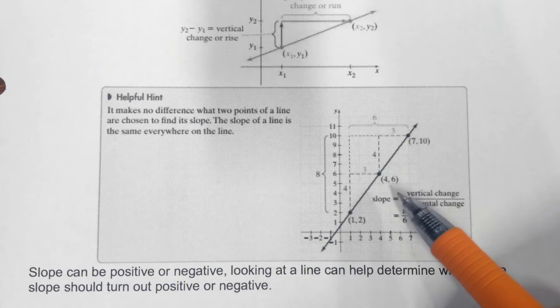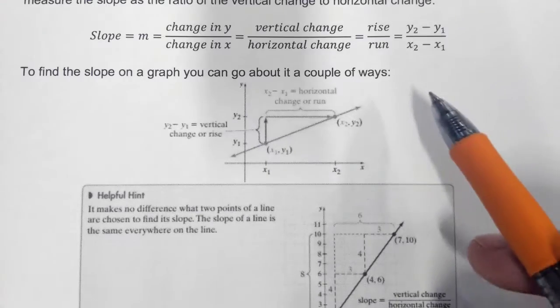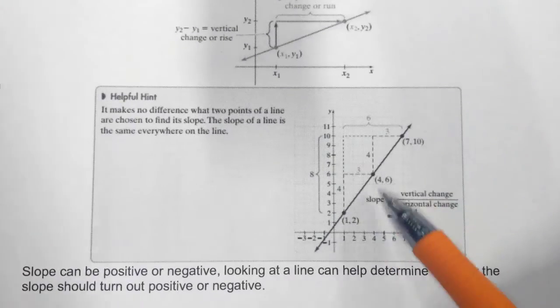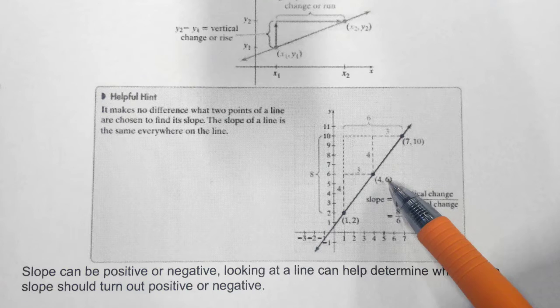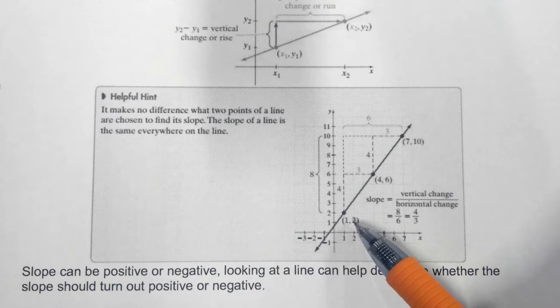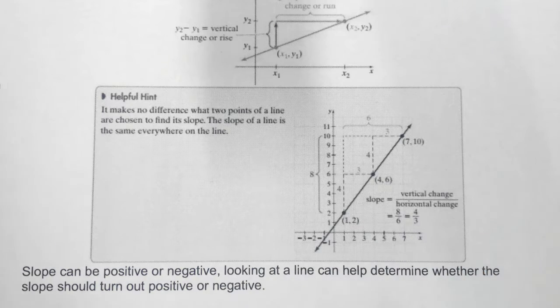And then, of course, you can also do the formula part that I talked about up here, this formula. If you look at it as coordinates, it would be 6 minus 2, which is 4, and 4 minus 1, which is 3. So all of them come out to be 4/3 no matter what.